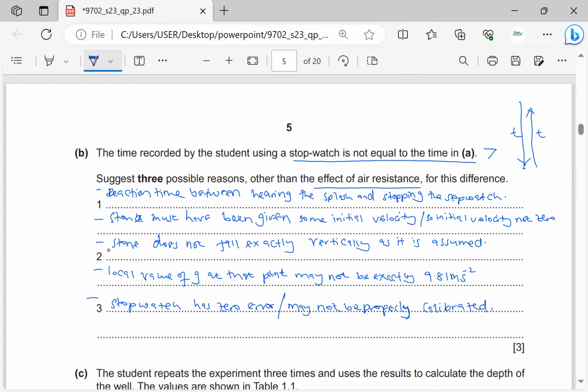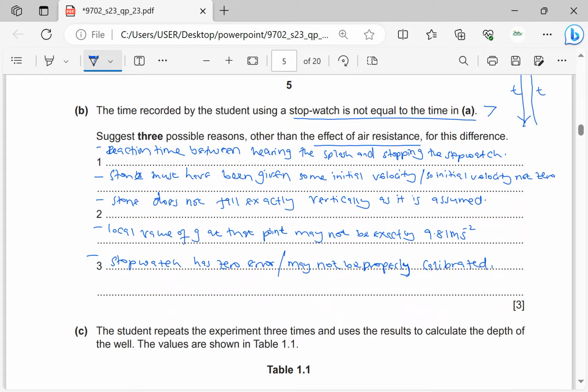So that affects the value of time. Also, we could think of the student may not let go of the stone from the ground level, which would mean the value of t may either be higher than expected or lower than expected, because the height may not be exactly 36 meters as it is assumed.